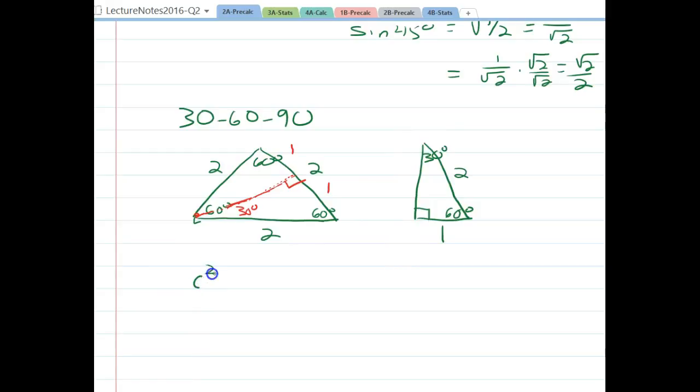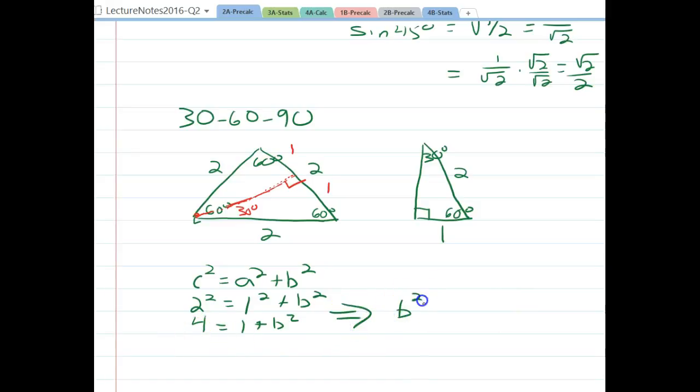So using Pythagorean's theorem, I know that c squared is 2 squared. One of the short sides is 1, so that's squared. And so what I get is 4 equals 1 plus the other short side squared. And that takes me to b squared is equal to 3. And square rooting both sides, I get b is square root of 3. So this other short side is the square root of 3.